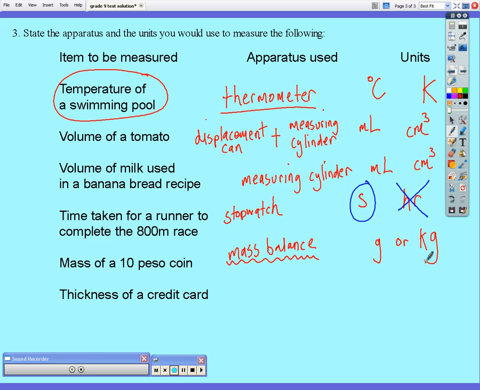And the thickness of a credit card, my goodness, I wish I had one of those. But anyway, the thickness of one of those is best measured using a pair of vernier calipers, which would give you an answer measured in millimeters, which you might even convert to centimeters, or if you really wanted, into meters.